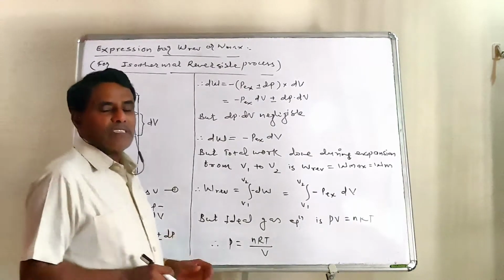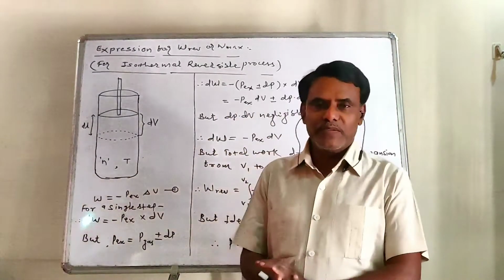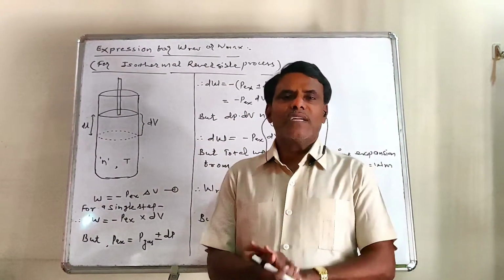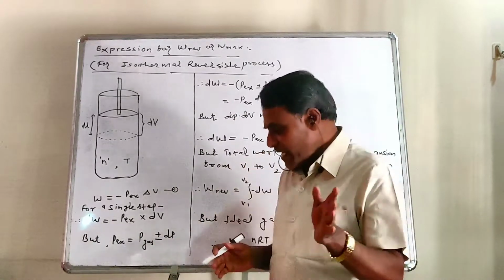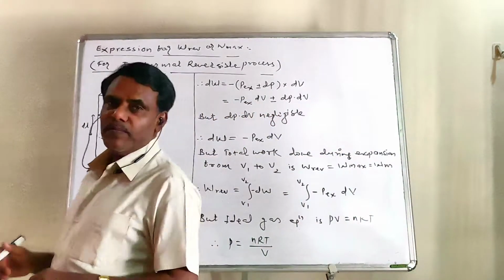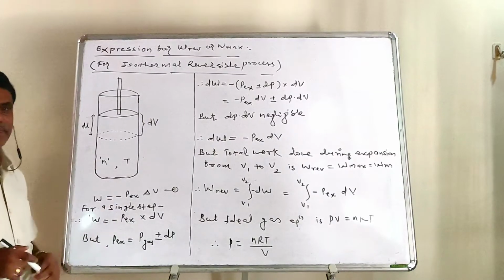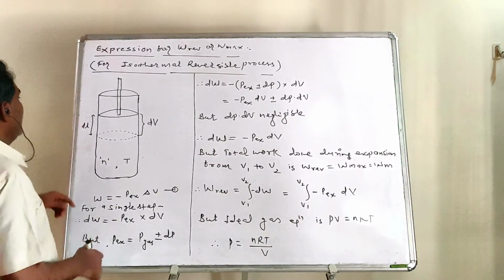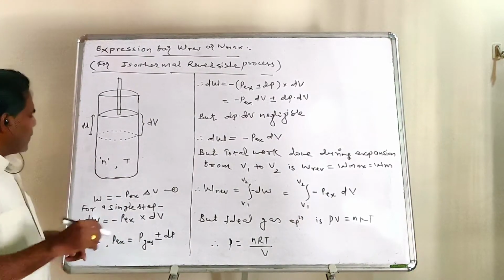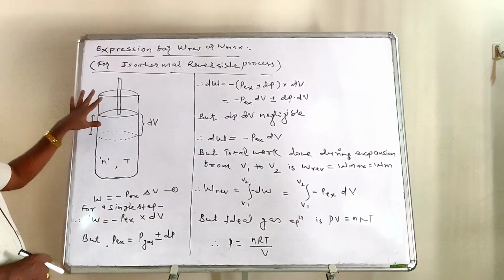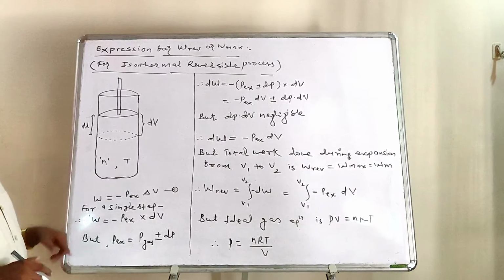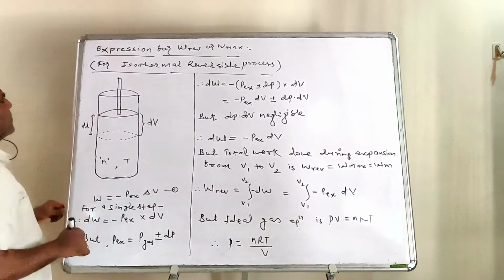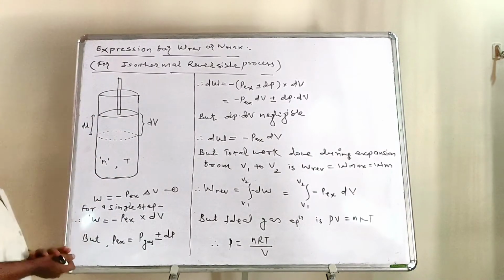Reversible process occurs in infinite number of steps. The work done, or whatever change happens in a reversible process, will not happen in one step. It will involve infinite number of steps. Consider n moles of an ideal gas are taken in a cylinder at constant temperature T, because process is isothermal, and this cylinder is fitted with a weightless and frictionless piston.